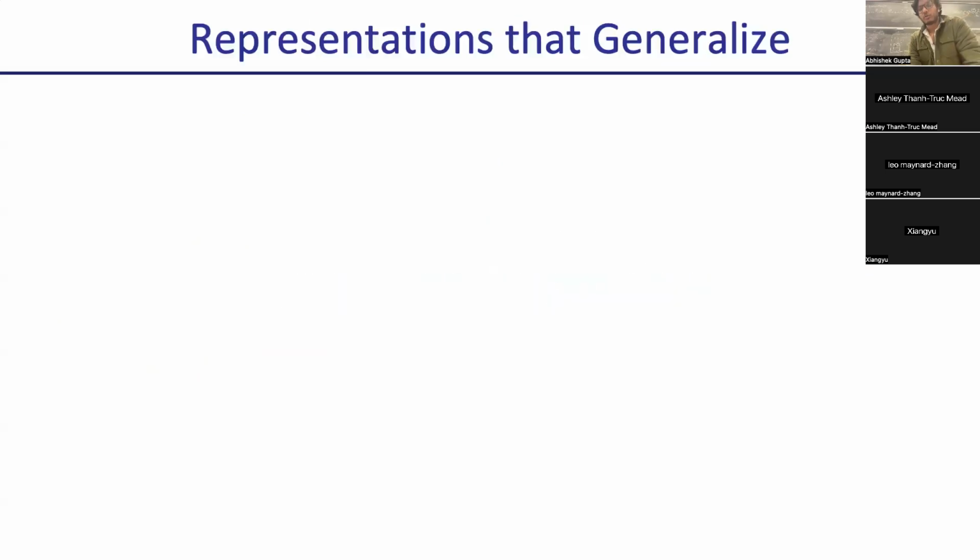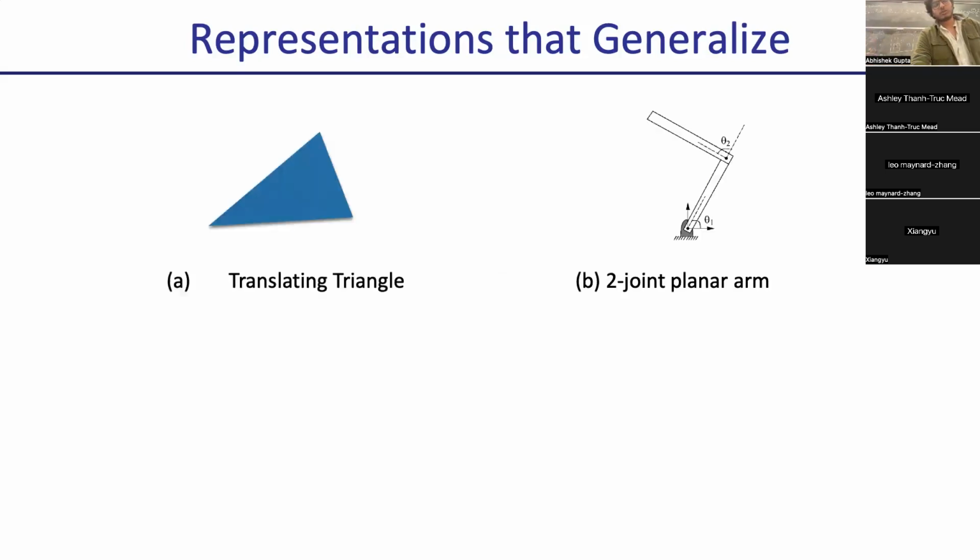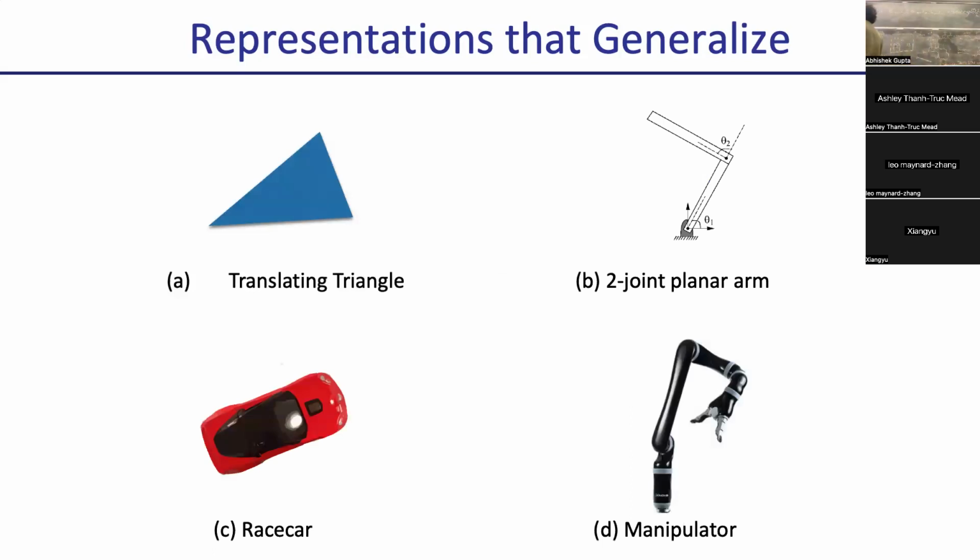So specifying the problem requires us to have an abstraction that works across multiple different settings. For instance, let's say you had 4 different problems, right? You had a translating triangle, something like the piano movers problem, a translating and rotating triangle. You have a planar arm, an arm in the 2D plane, which has to get around some obstacles. A race car, like you all have in this class. And you have a manipulator, a 7-degree-of-freedom arm. We need some abstraction that captures all of these things, because we want to use one method across all of them.